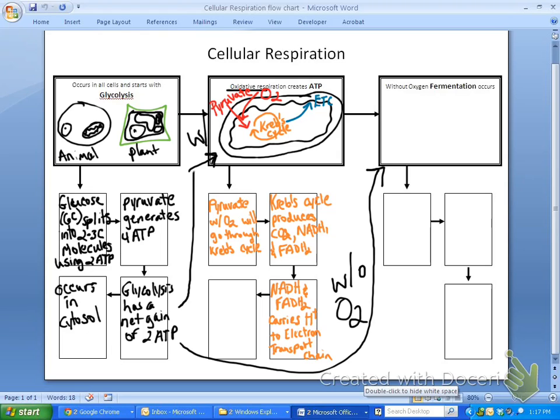What's the last word? Chain. So again, the CO2 gets taken out. We breathe it out. So all we have left over is the NADH and FADH2, which basically carry what's called hydrogen, they're protons, H+. And it carries it to the electron transport chain.